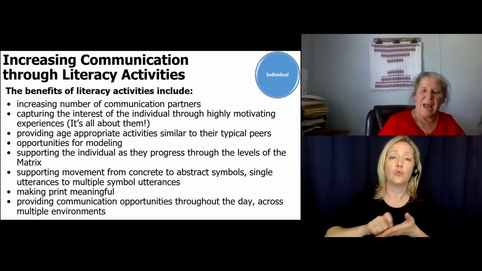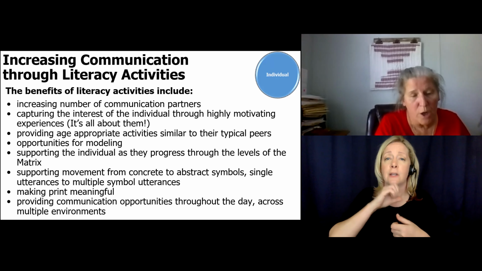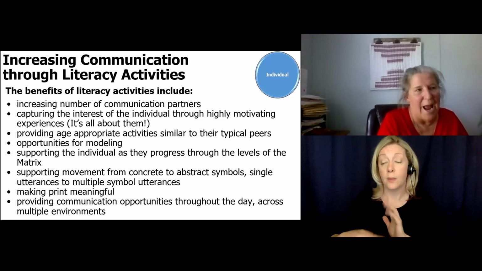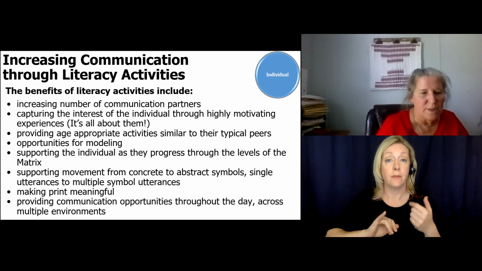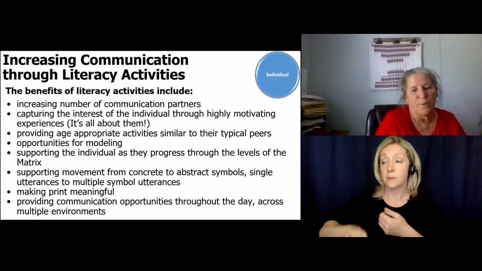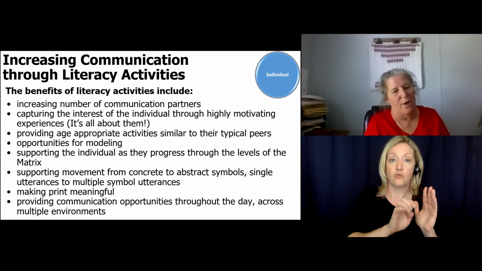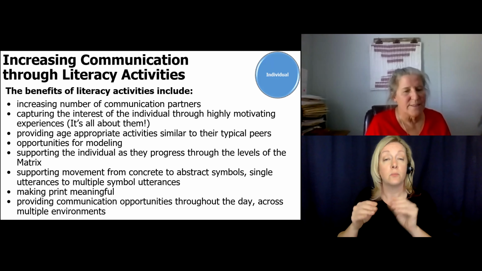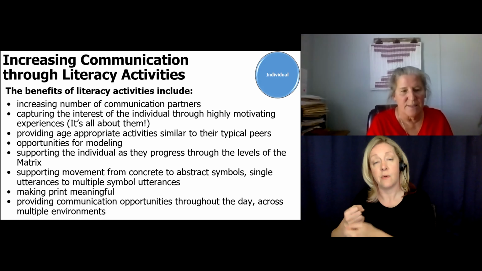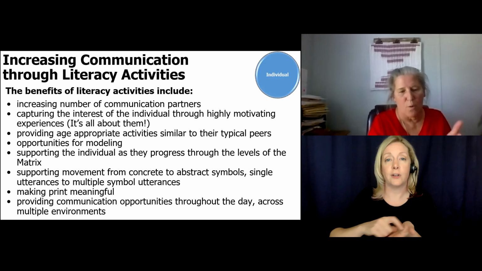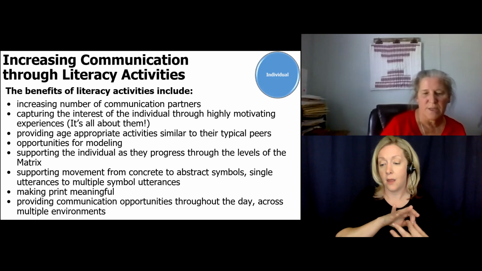We're going to provide those age-appropriate activities, of course, and we're going to have modeling. We're going to model what is expected and how it's supposed to look. We're going to support them as they progress through the levels, and we're going to support movement from concrete to abstract symbols and from single to multi-symbol utterances. And we're going to make that print meaningful. We're really going to start letting them know, wow, this does have meaning. I mean, all these symbols that are up there, that really does mean something. And that's how we're helping make those connections.